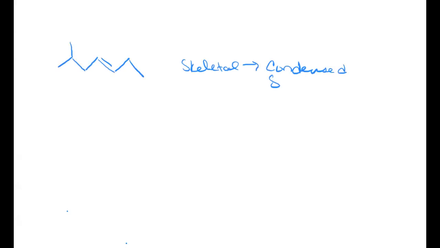Teach you how to go from a skeleton structure. So here's my skeleton structure, and I'm going to go into condensed. So I'm going to go skeletal to condensed structural formula. The key here is that your book says omit the double bond, so we're just not going to draw it in.